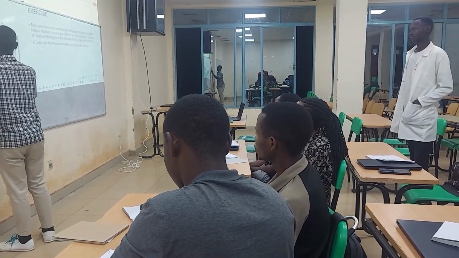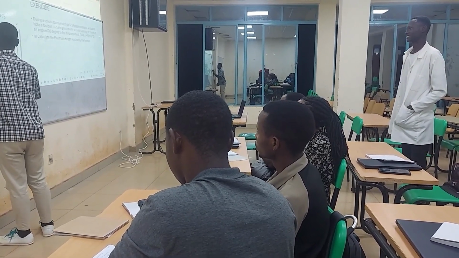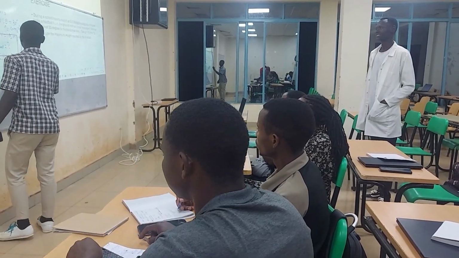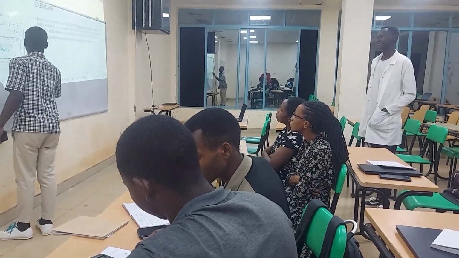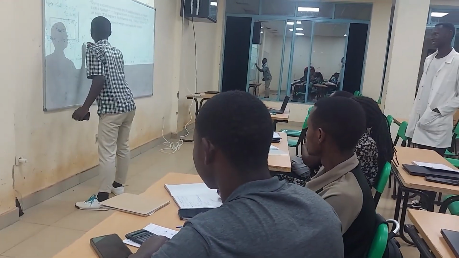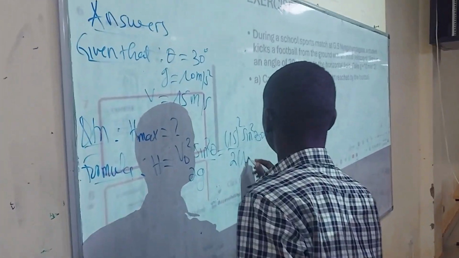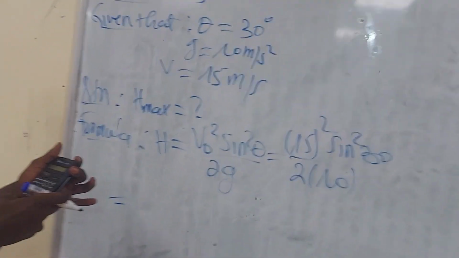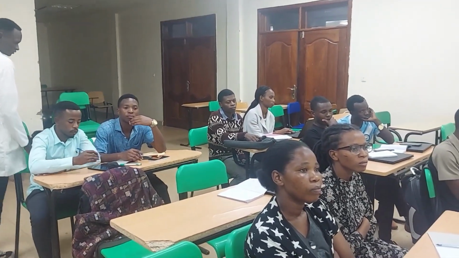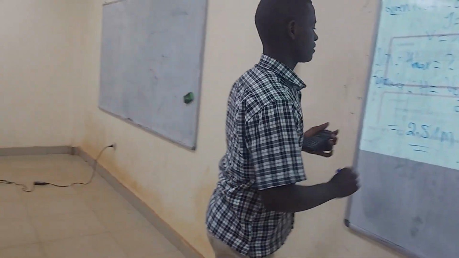This question, we have seen that the question is maximum h. Then as formula, maximum h equals v0 squared sine squared theta over 2 times gravity. Then replace: 15 squared sine squared 30 divided by 2 times 10. Then we have 15 squared times, divided by, equal to 0.81 meter as maximum h.